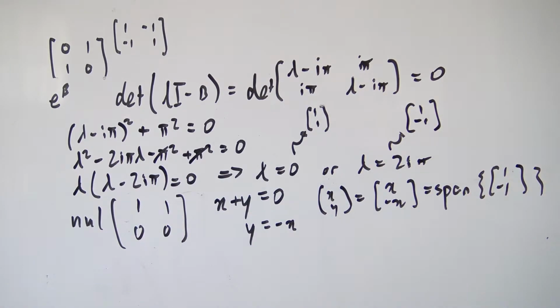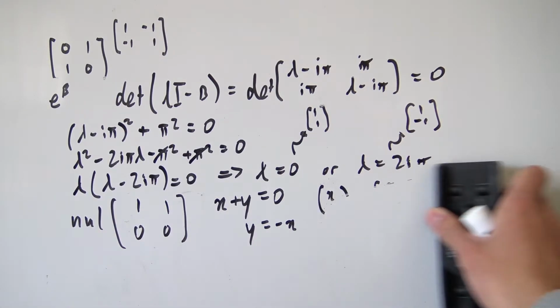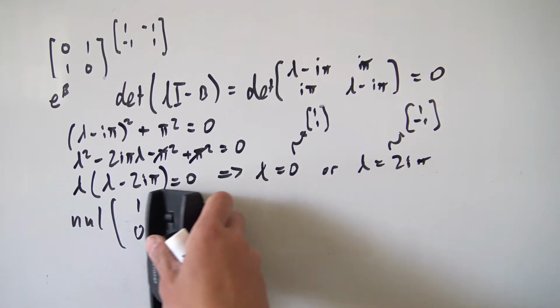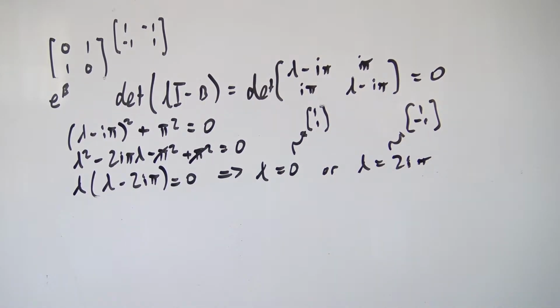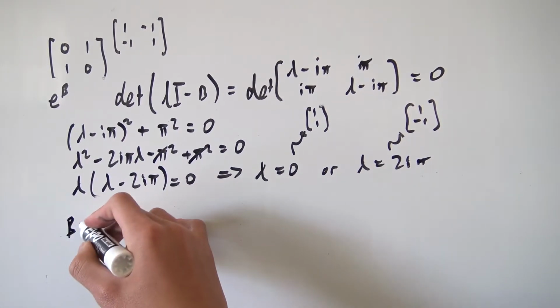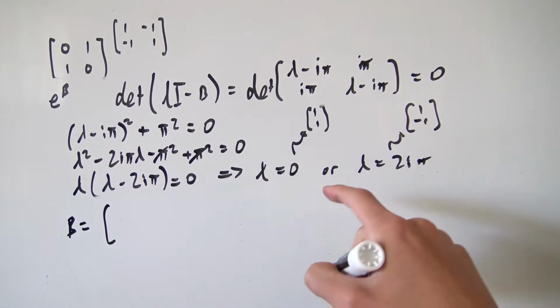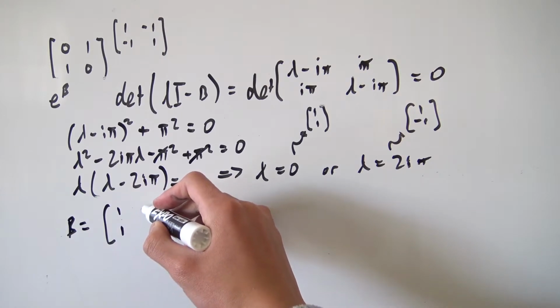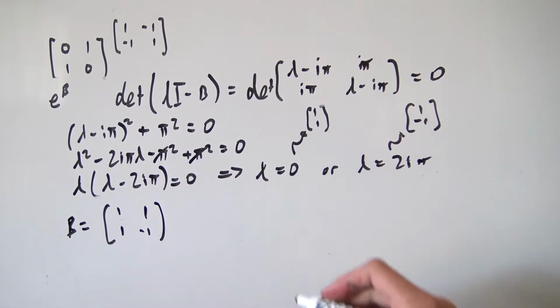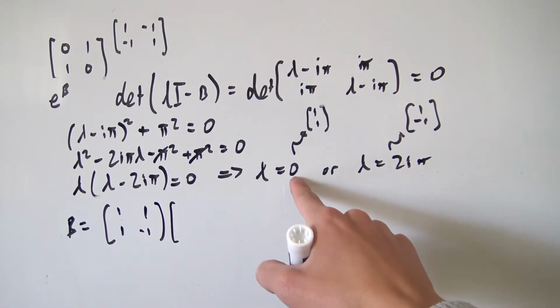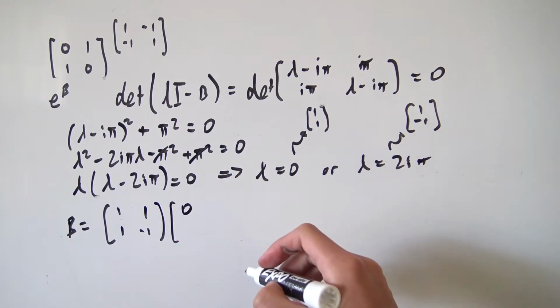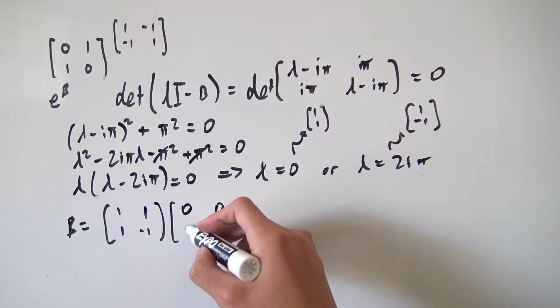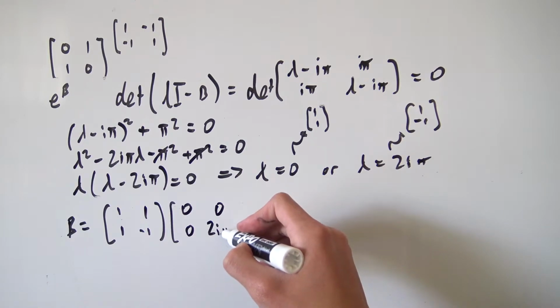And now, since we have all of that information, we can put everything together in a nice diagonalized form. So B, our matrix, is equal to P, which is the matrix of eigenvectors, so 1, 1, 1, -1. And then our diagonal matrix, we're going to have a 0 first right here, because that's the one we did first. 0, 0, and 2i times π.